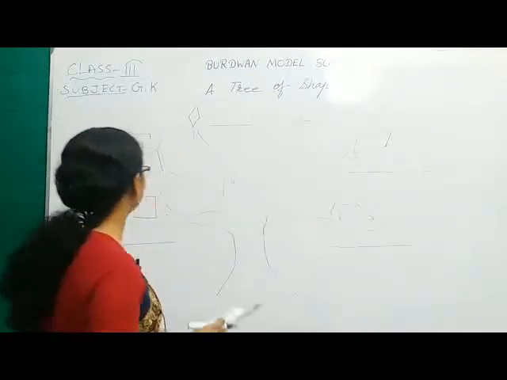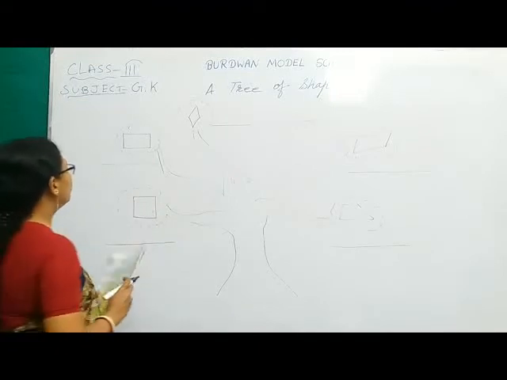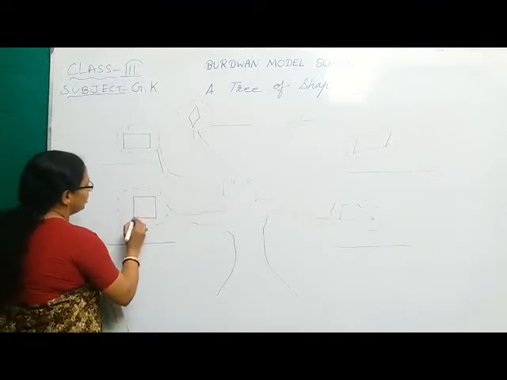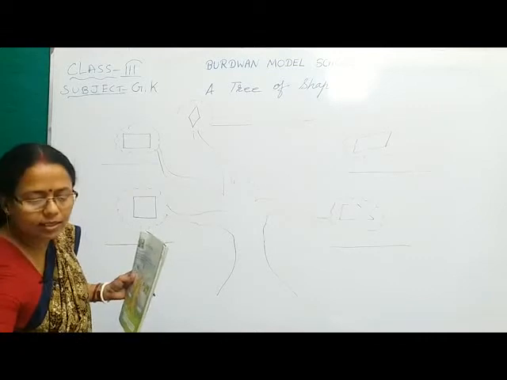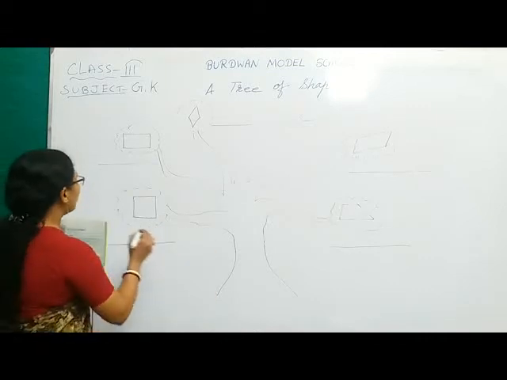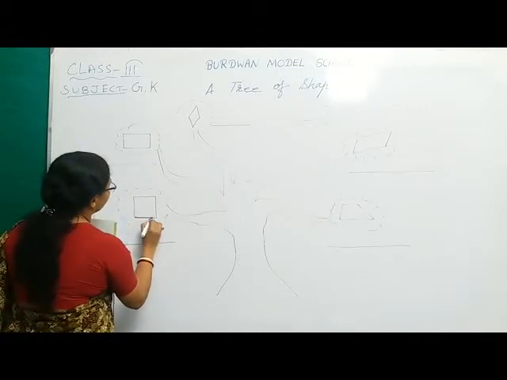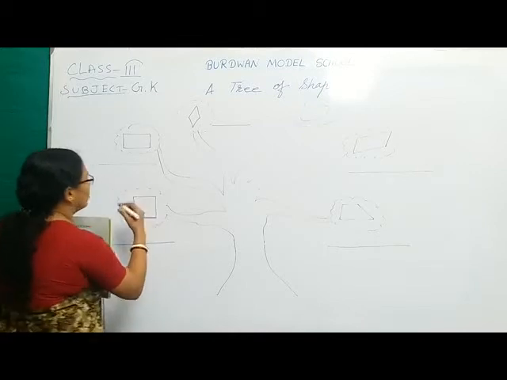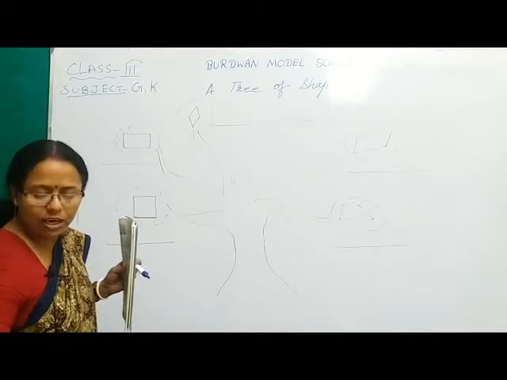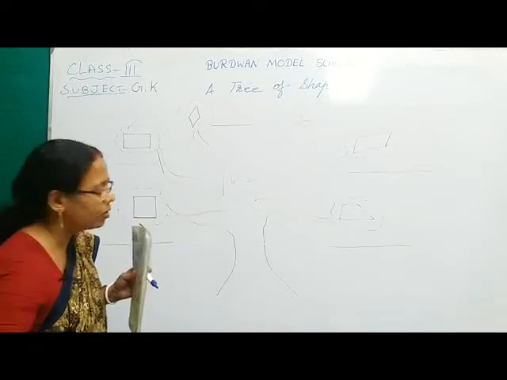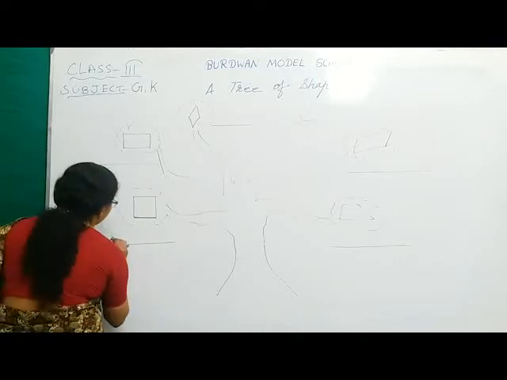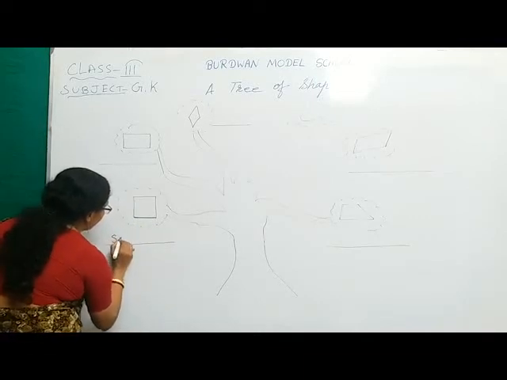So the first one, already you know that all the sides are equal. You can see here all the sides of these shapes are equal. So you know which shape is having all the sides equal? Yes, it is square. So let us write down square.